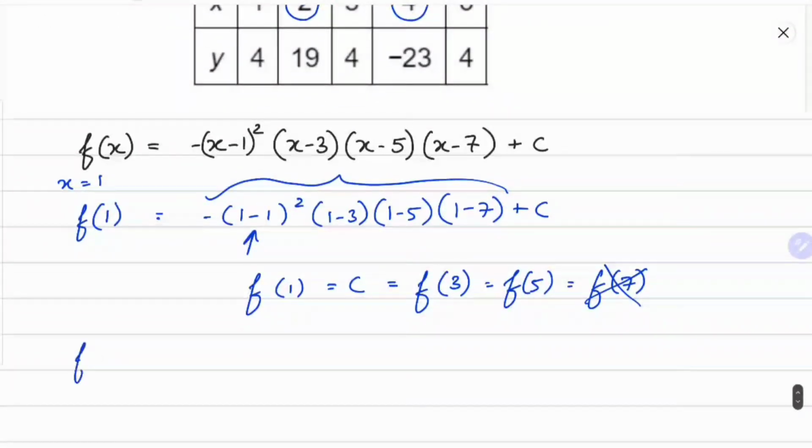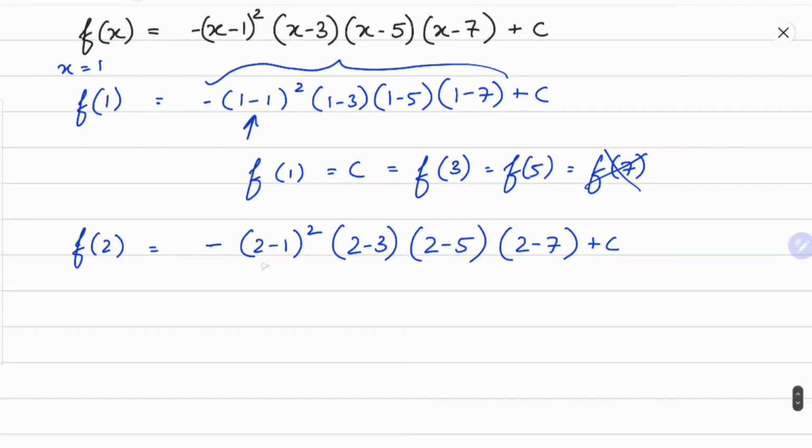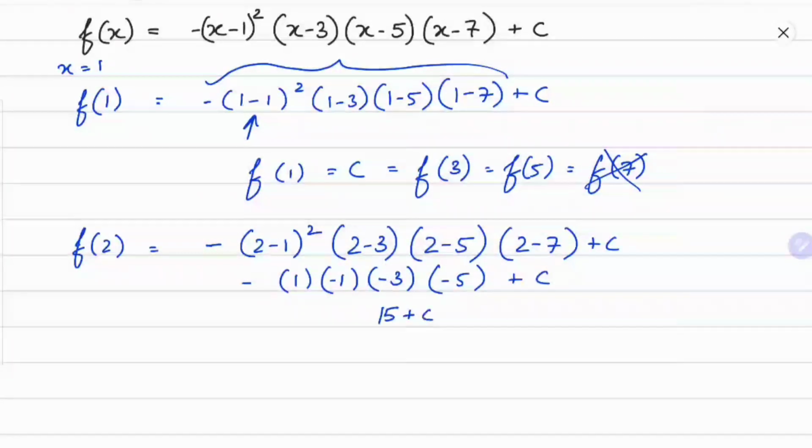So let's find out f(2). This comes out to be -(2-1)^2 (2-3)(2-5)(2-7) + c. On calculating, this comes out to be 1, minus 1 actually, then minus 3, and minus 5, plus c. So there are totally 4 negatives, so this becomes positive, and this is 15 + c.